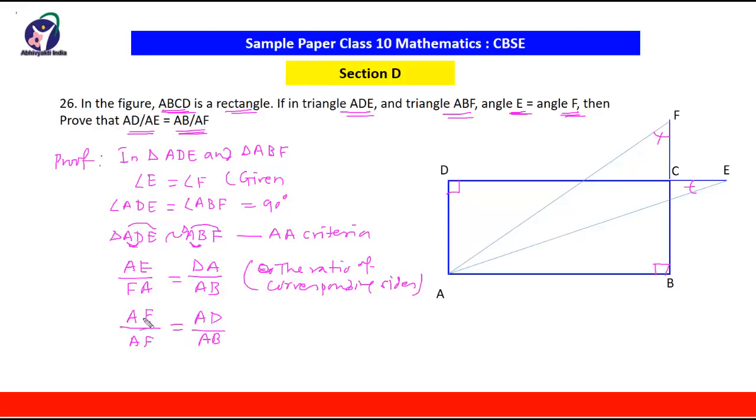So take AE to this side and AB to this side, so you will get AB upon AF is equal to AD upon AE. So hence proved.